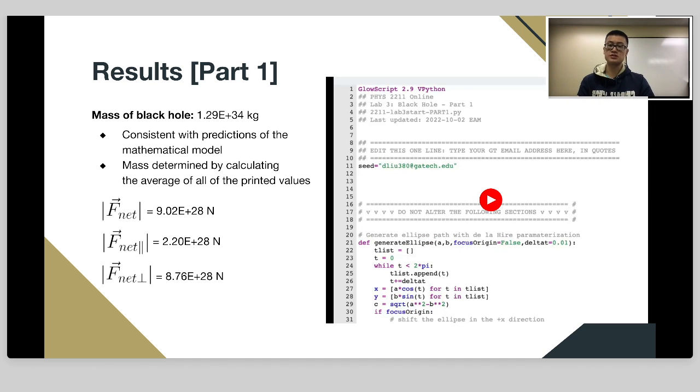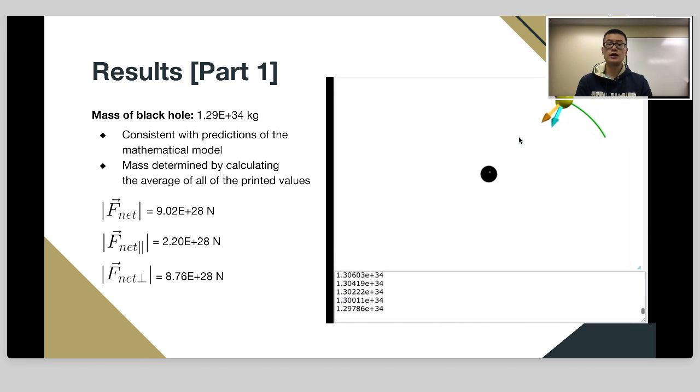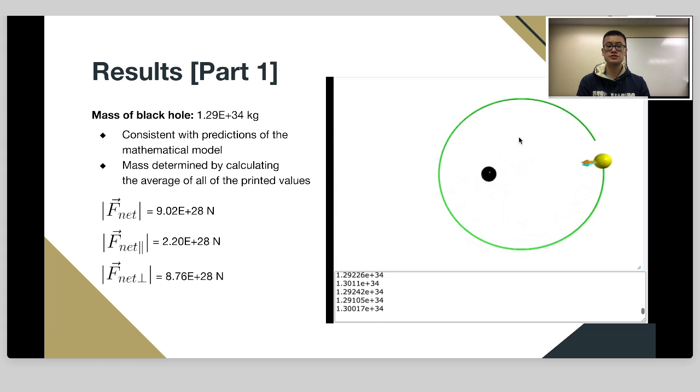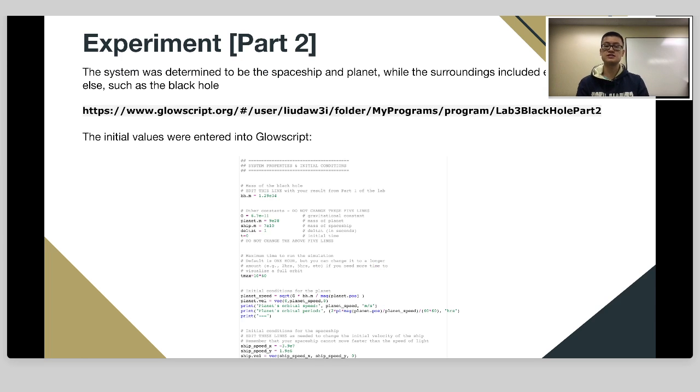And shown here are the results. The magnitudes of fnet, or gravity acting upon the star, and fnet parallel are shown, and the star's orbit was depicted by the green ellipse. An increase in speed and the size of the force arrows was seen as the star got closer to the black hole. The mass of it was ultimately found to be 1.29 times 10 to the 34th kilograms.